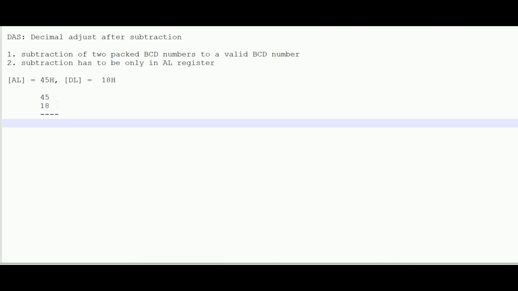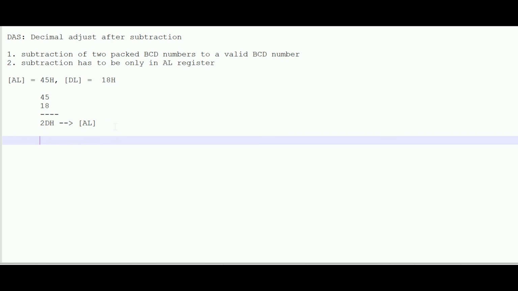So 15 minus 8 in hexadecimal will result in D, and 4 will be left with 3, so 3 minus 1 is 2. So 2DH is the content of the AL register. Now after this subtraction, that is SUB AL, DL, your DAS instruction will be executed. The DAS instruction will check whether the end result is a valid BCD number or not.